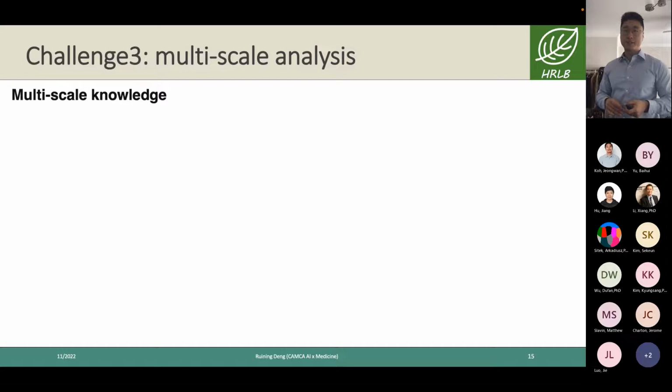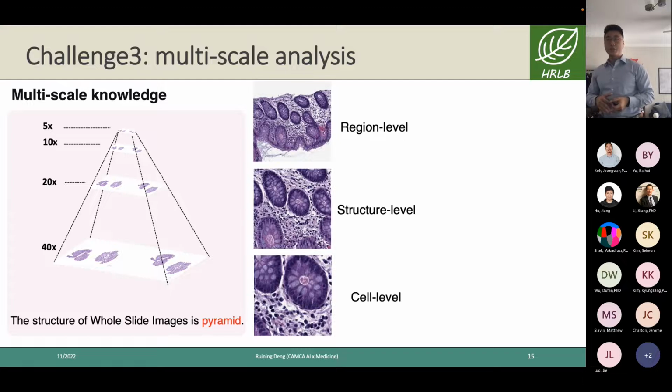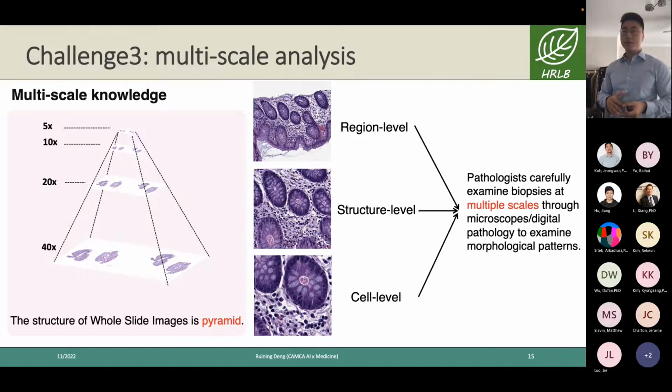The last challenge is multi-scale analysis. Usually the whole slide images are stored in a pyramid structure which contains multiple resolutions, such as 5x, 10x, 20x, 40x. Different resolutions show different morphological patterns on slides. For example, at 40x resolution you can get cell level patterns, and at 5x resolution you can get region level patterns. Therefore, pathologists carefully examine biopsies at multiple scales and aggregate all of the features together to make a final decision.